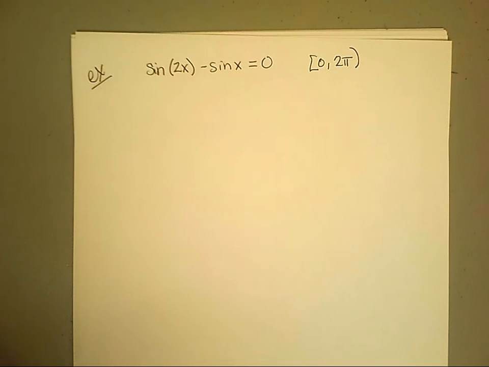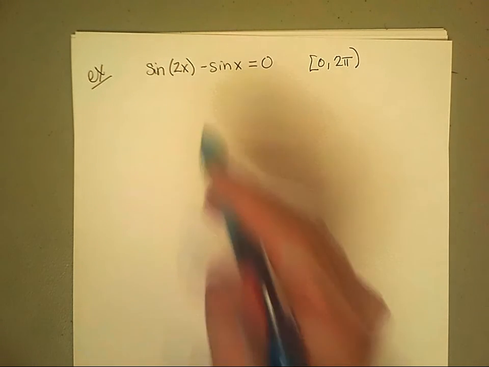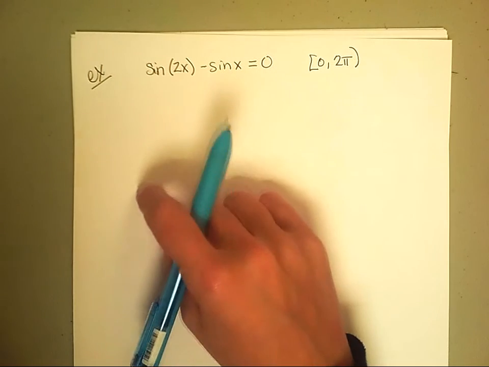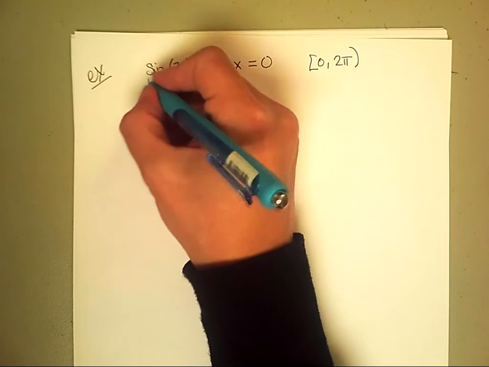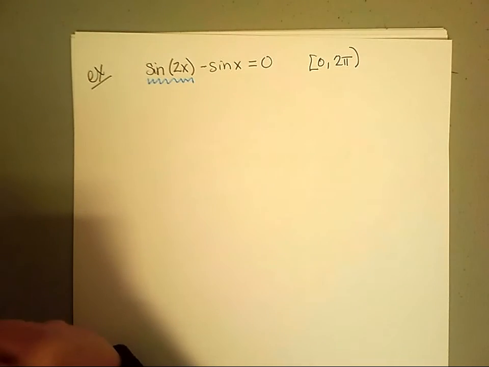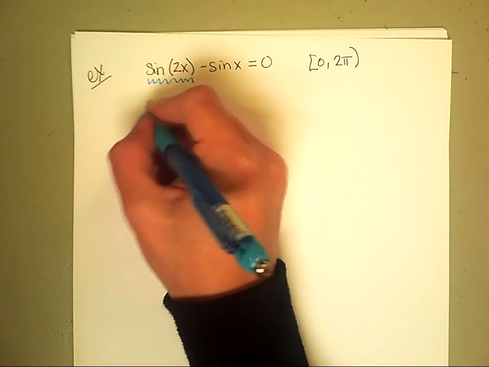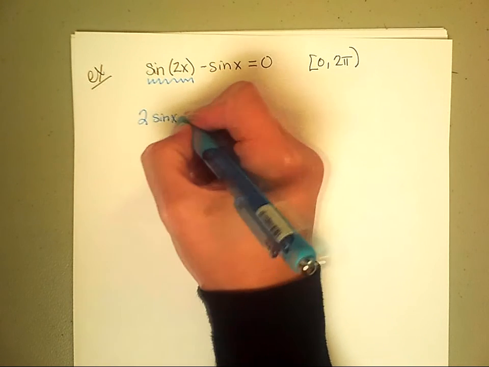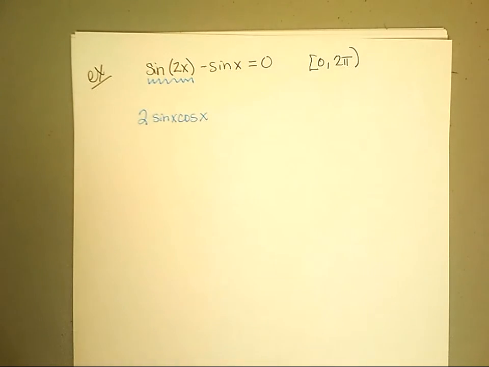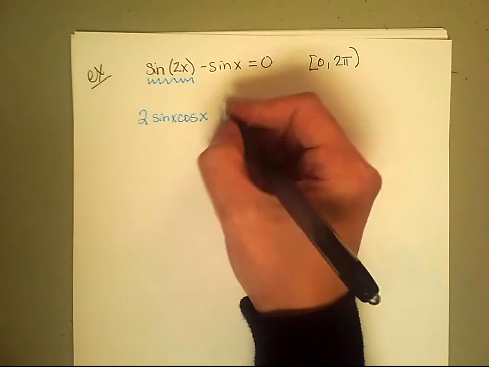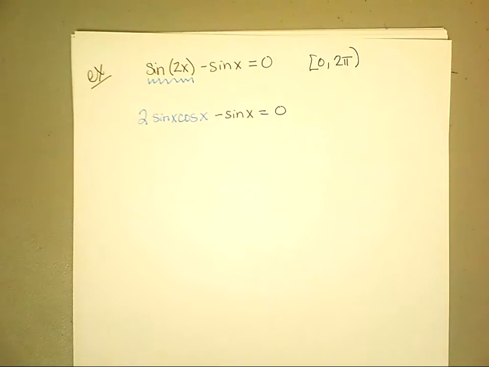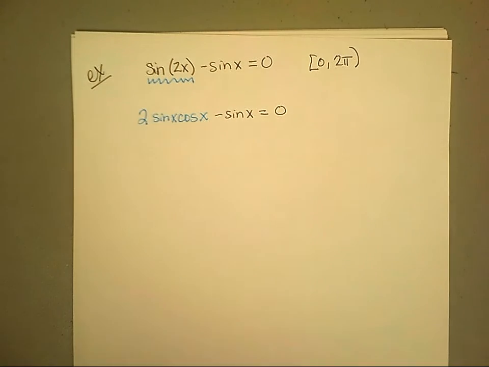Now the problem here is, again, this double angle, and so that's going to be a problem. If I move the sine of x over, I'm going to have the double angle equals the single angle, and I could do some graphing, but it's going to get kind of confusing. What I can do is use an identity. I know that the sine of 2x is the same thing as 2 times the sine x times cosine x. Then I just copy the rest of the equation. Minus sine x equals 0.